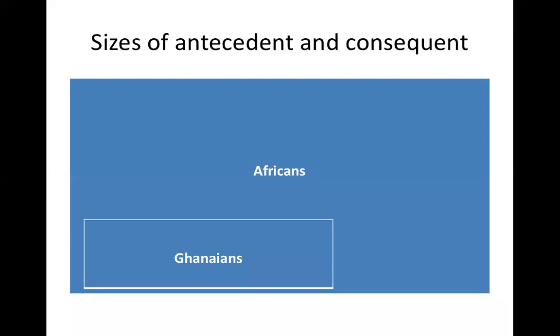Let's go back to the box. All Ghanaians are Africans. Peter is an African. So that affirms the consequent. Peter is an African. Therefore, Peter is a Ghanaian. Can you say that Peter is a Ghanaian because Peter is an African? No. So why?